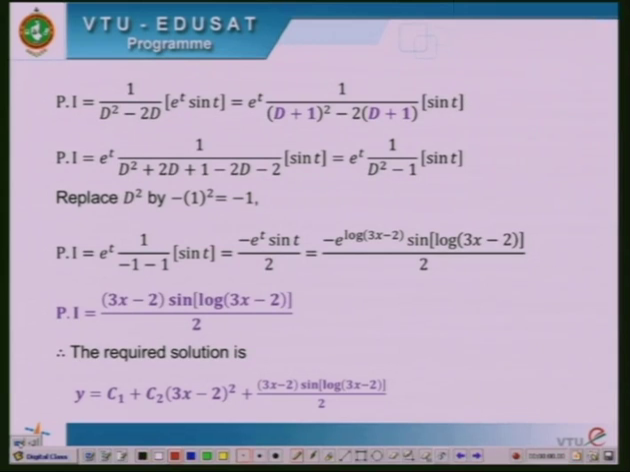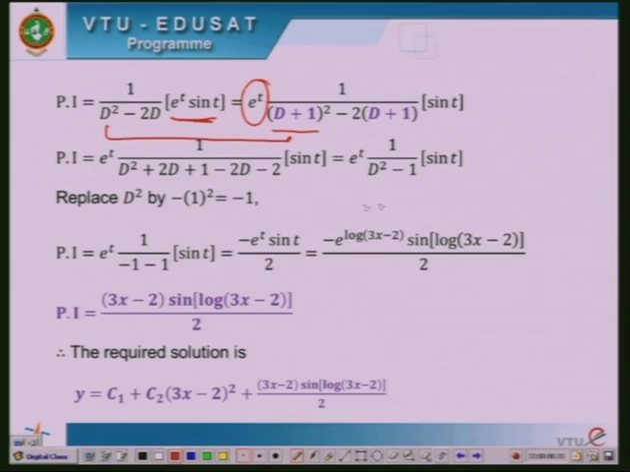It's 1 over f of D into phi of D. F of D, the operator, is D square minus 2D, where D represents the derivative with respect to the new variable t, operated on e to the power of t into sine t. This is like e to the power of ax into V of x. It's type 4. Take e to the power of t outside the operator after replacing D by D plus 1. So PI becomes e to the power of t into 1 by (D plus 1) whole square minus 2 times (D plus 1), operating on sine t.